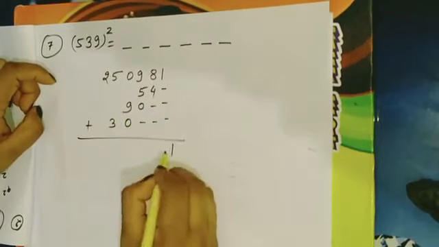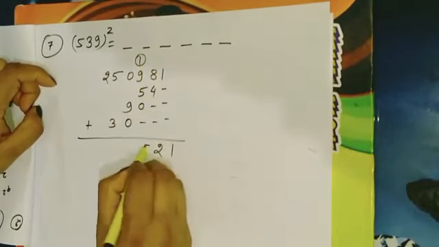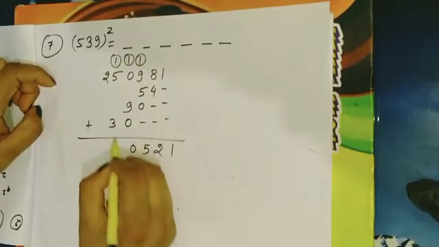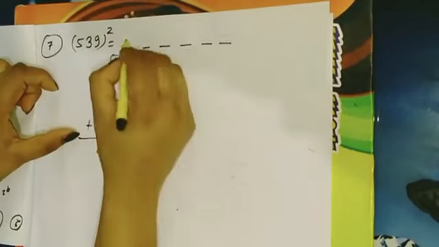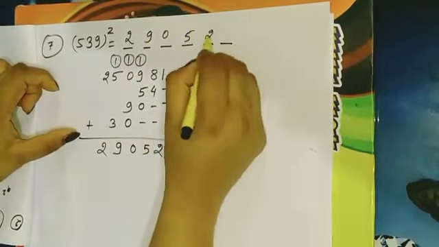Add all the numbers. 1, it is 8 plus 4, 12, 1 is here, 10, 10 plus 5, 15, 1 is here, it is 10, 1 is here, 6, 6 plus 3, 9, and here 2. So our answer is 2,90,521.